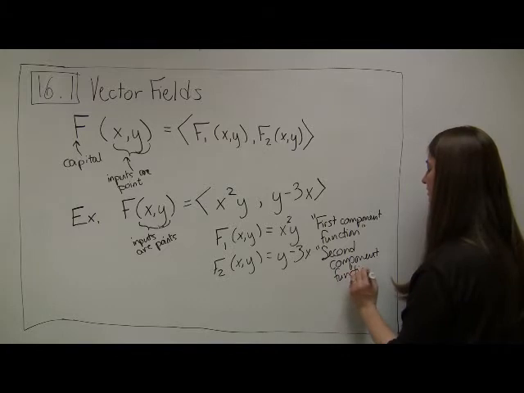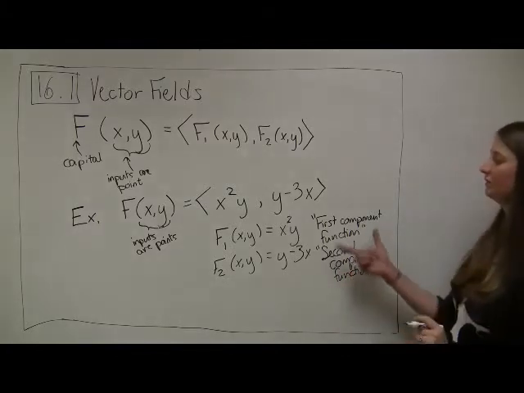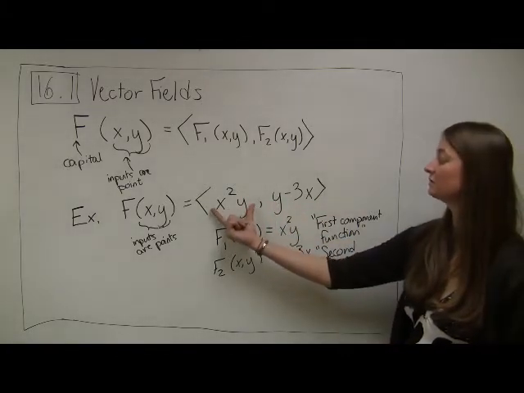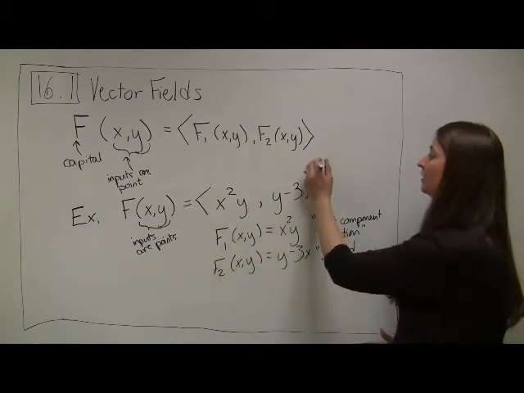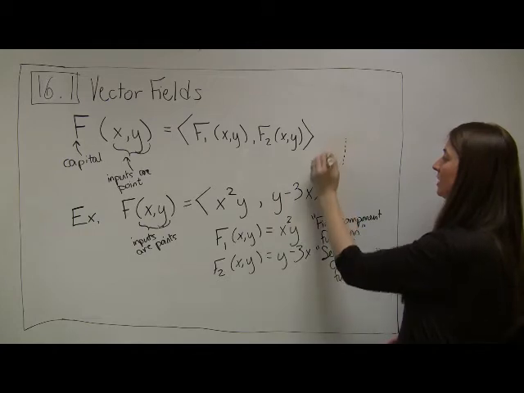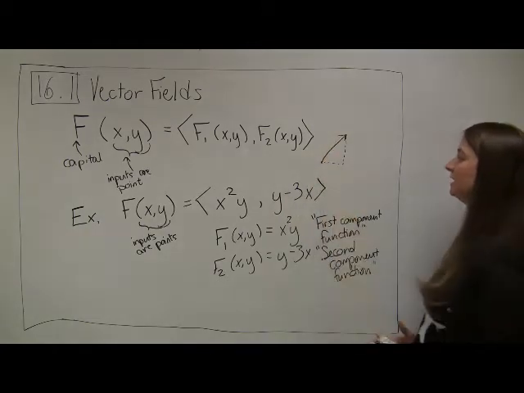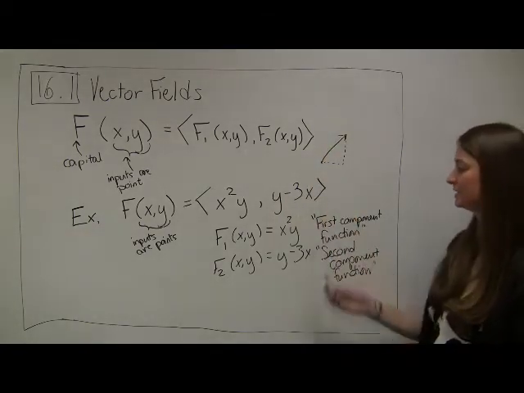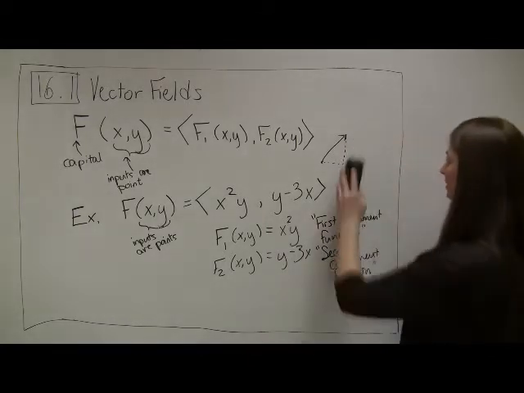So I plug in a point, and what do I get out? I get out a vector. So this part of the component is telling me how far I'm going over in the x direction. This part is telling me how far up I'm going in the y direction, and it makes a tip-to-tail vector. And we'll see some examples of what they look like graphically in a second or two.